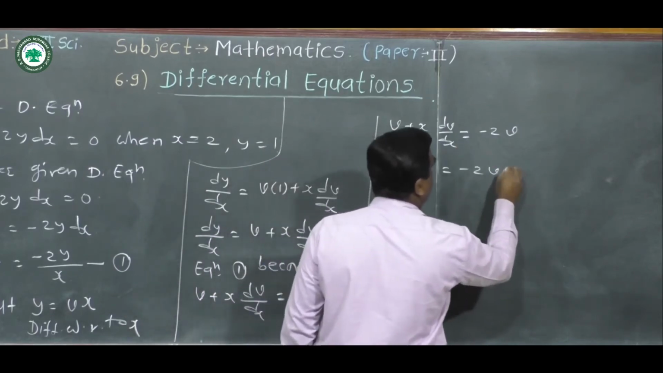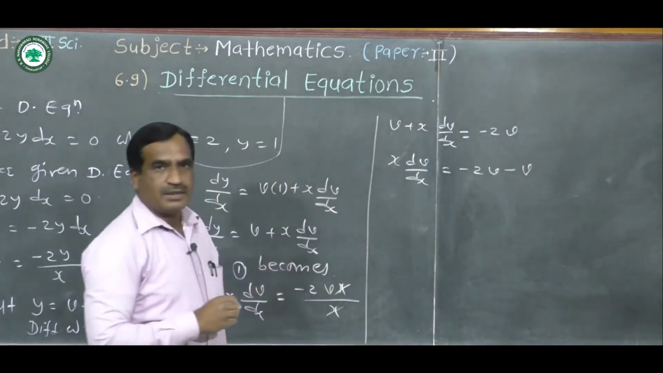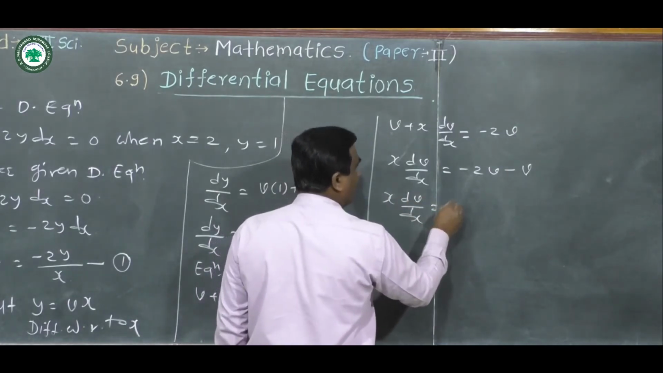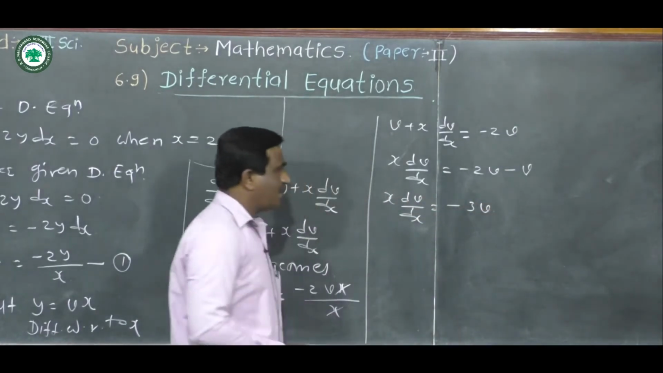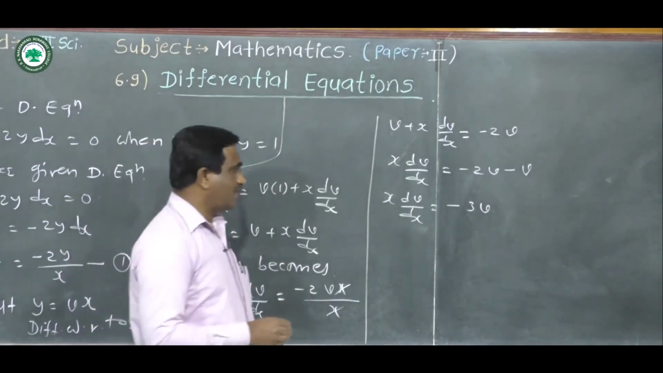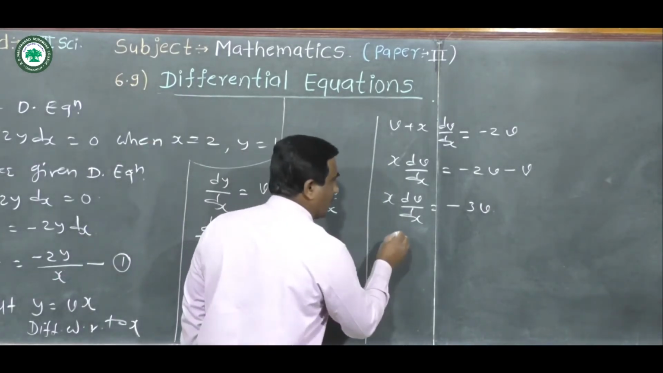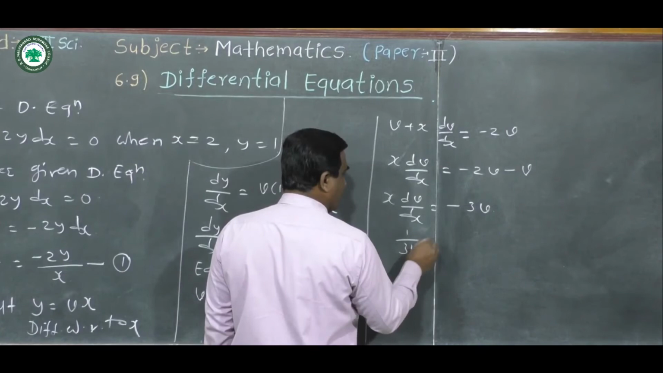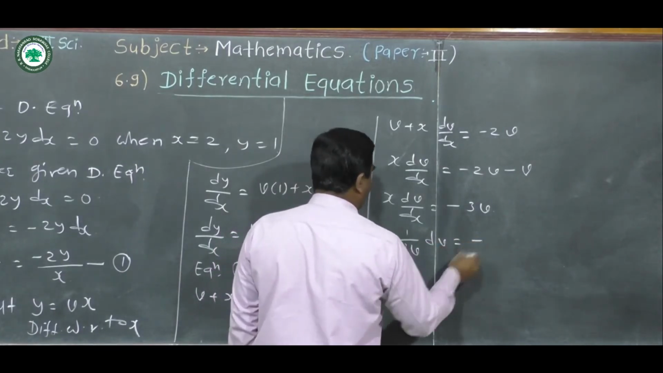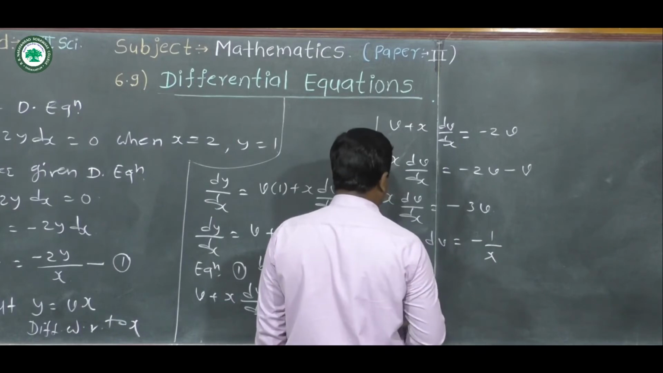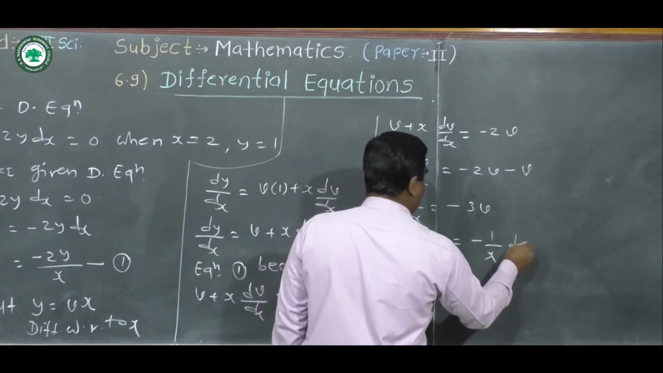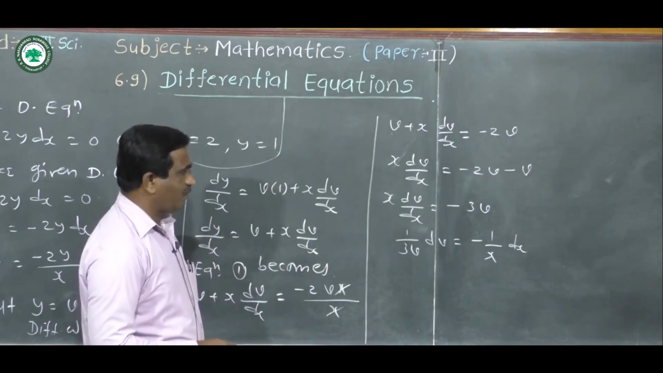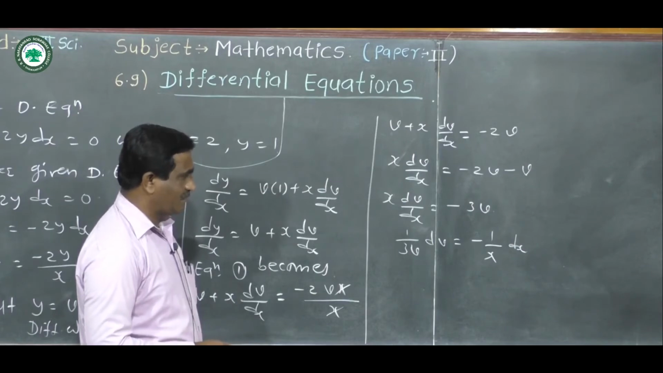Take this term to the RHS. This becomes minus v. Then we can write here x into dv by dx is equal to minus 3v. Okay, now we can take terms of v to the LHS and terms of x to the RHS. Therefore we can write here 1 upon 3v into dv is equal to minus 1 upon x into dx. Okay, this is the variable separable form for the given differential equation.